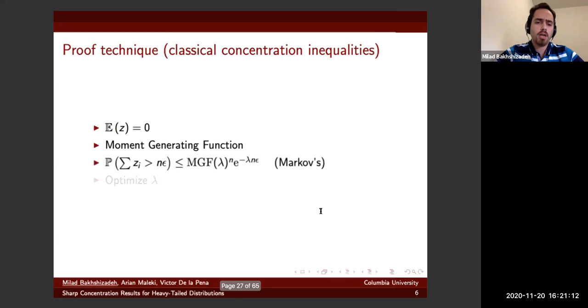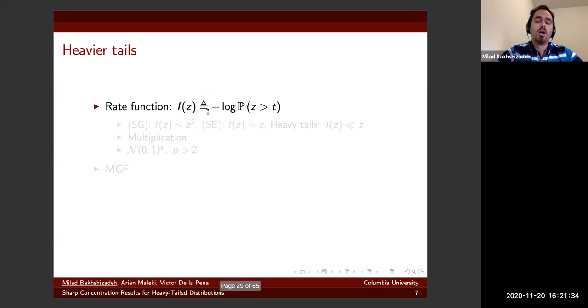In the interest of time, I skip the proof of these well-known inequalities, but let me point out that for the rest of the talk, I assume our random variables are centered. Shifting does not change anything in this problem, and the moment generating function plays a key role in the proof of the inequalities I just talked about.